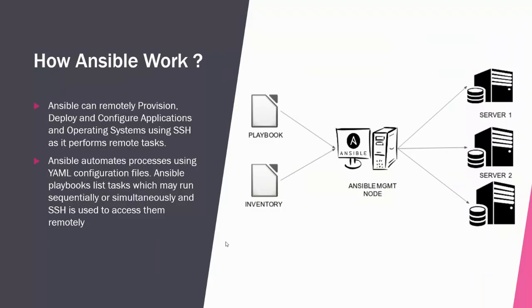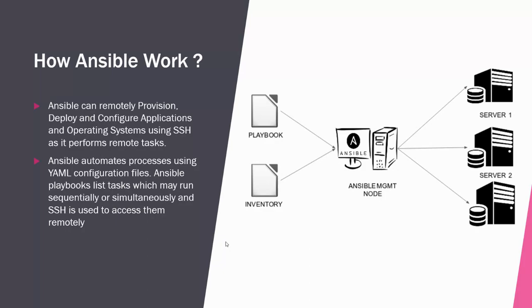And then we can see how Ansible works. Got it? Ansible can remotely provision, deploy, and configure applications and operating systems, using SSH to perform remote tasks. The Ansible automation process uses YAML configuration files. An Ansible playbook lists tasks which may run in sequence or simultaneously, and SSH is used to access them remotely. Just to give a reading on that, let me explain.